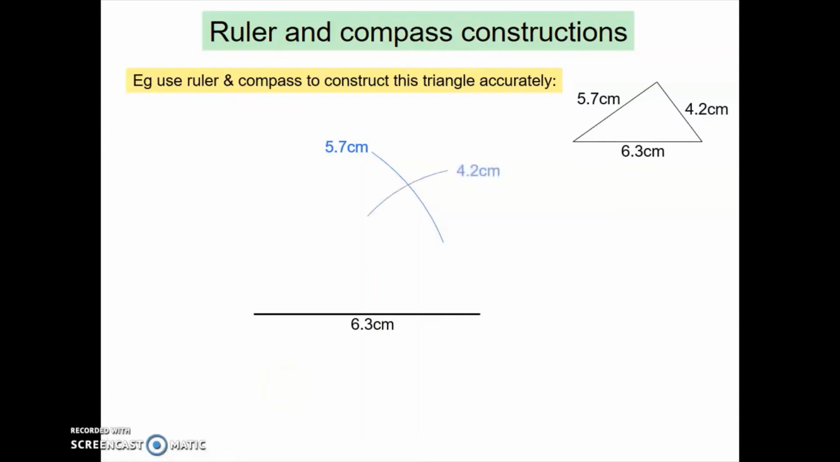So a very similar process to the last slide, except I've changed the length of each side, which means I've changed how wide the compass is open. When I draw the triangle in, this now gives a very accurate representation of this diagram. It's all to do with using your compass accurately, opening it to the accurate amount each time.